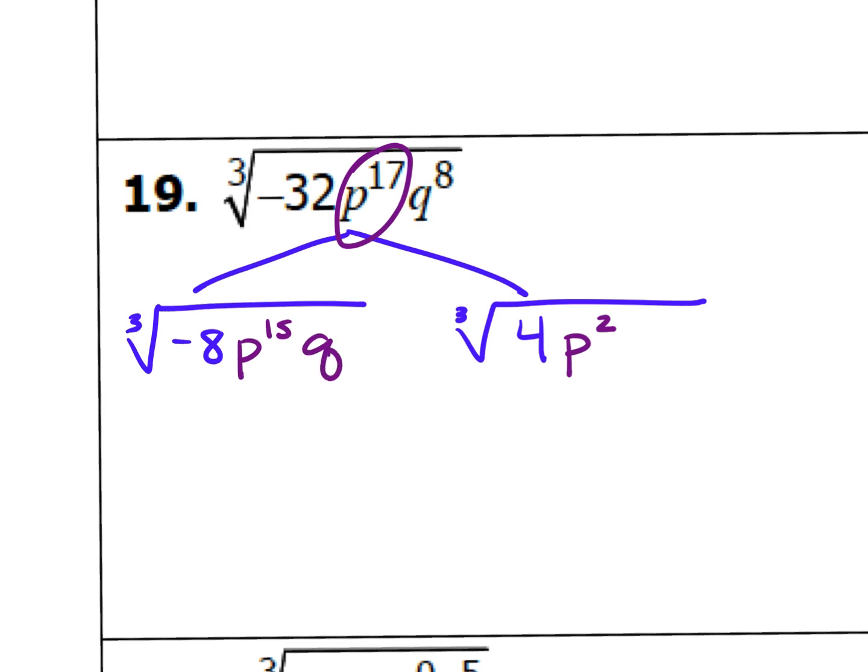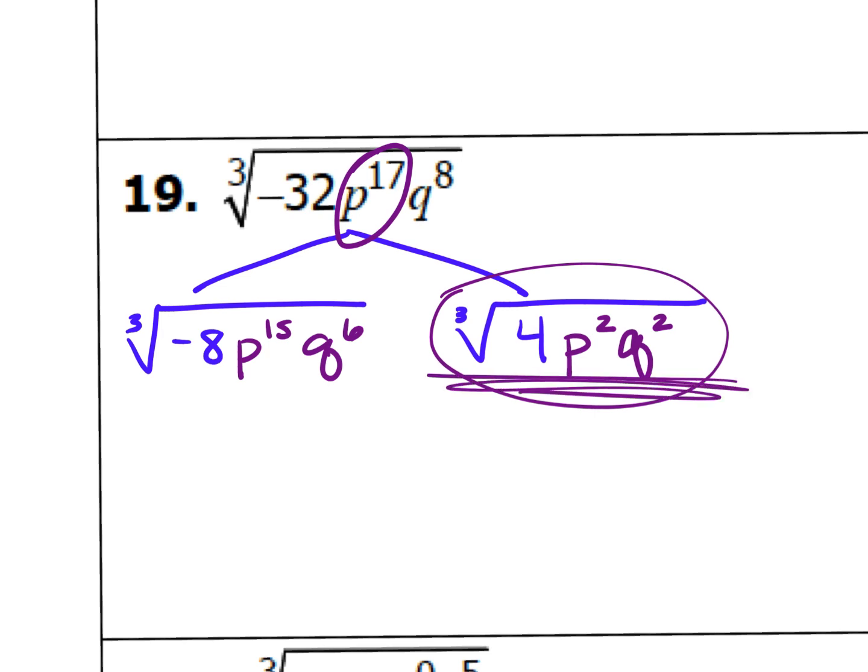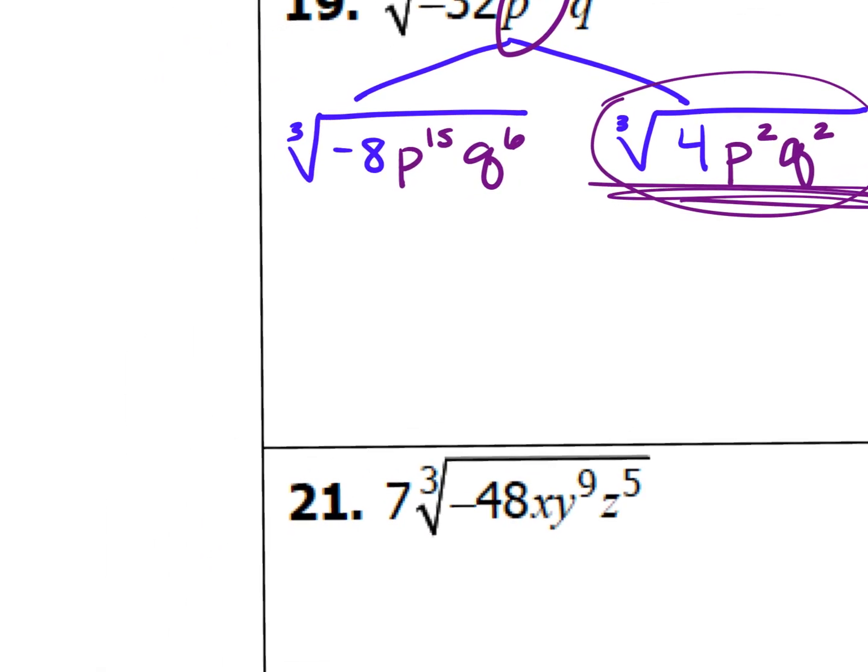Q to what power? The 6th. 8 is not divisible by 3. 7 is not divisible by 3. So 6 goes here, which means you have q to the 2nd power over there as well. This will never simplify, you guys. You should always leave this exactly how it started as long as you use the right numbers to begin with, okay?